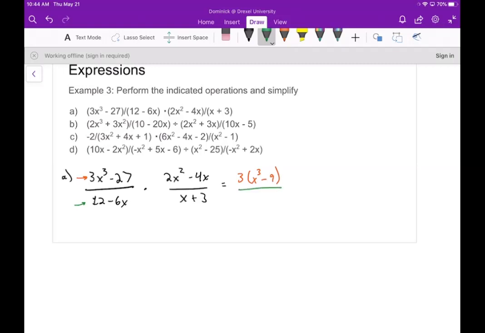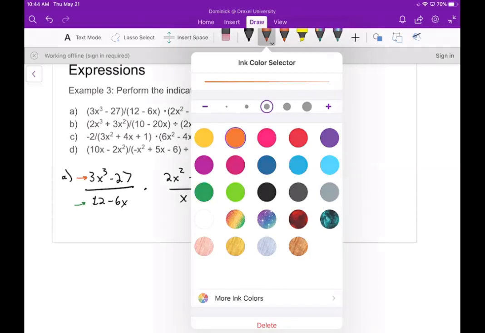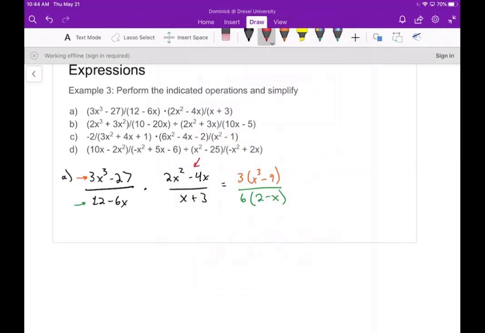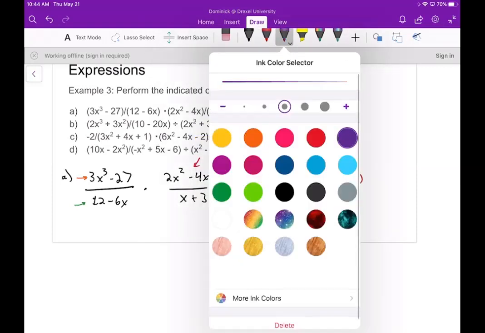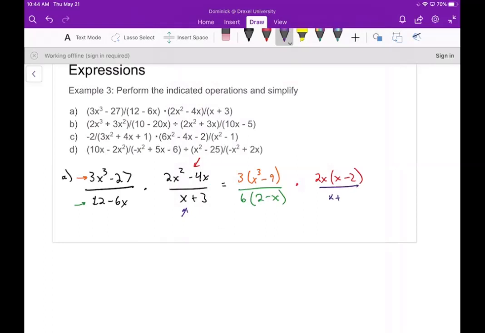All right, it looks like in this part, we can factor a 6 out, and we'll have a 2 minus x. Okay, next we have, let me use a different color. Over here, we have a 2x that can come out, and then we'll be left with an x minus 2. All right, and then finally, down here, we can't do anything, and that's just x plus 3. Okay, so it looks like what we have now is we can multiply across, and we can actually simplify this and make this a 2. So now when we multiply across, we're going to get a 2x times (x minus 2) times (x to the third minus 9) over a 2 times (x plus 3) times (2 minus x).